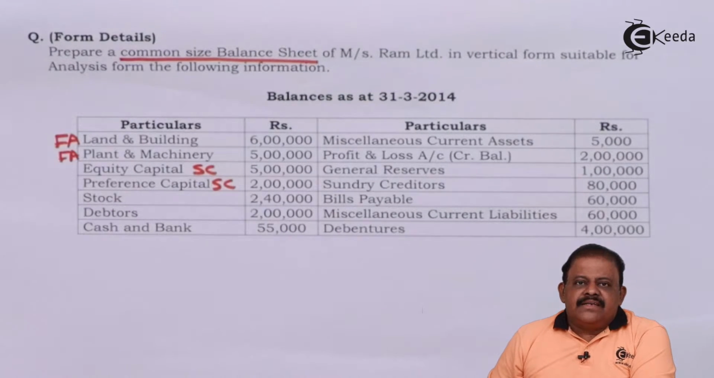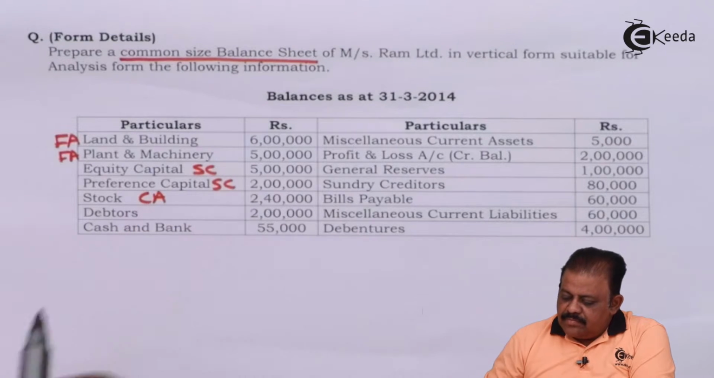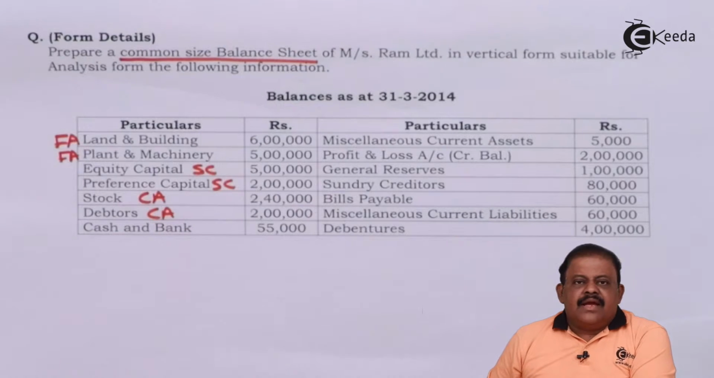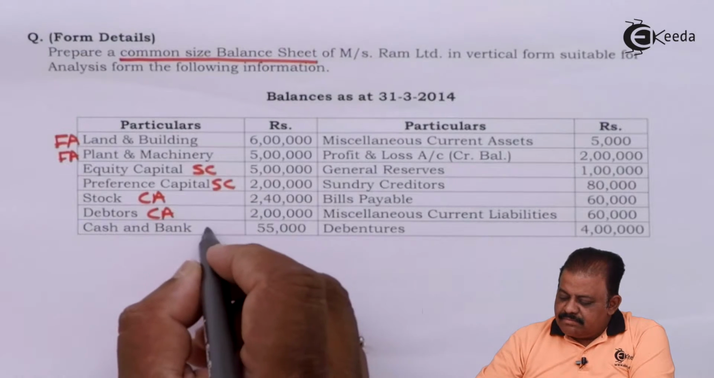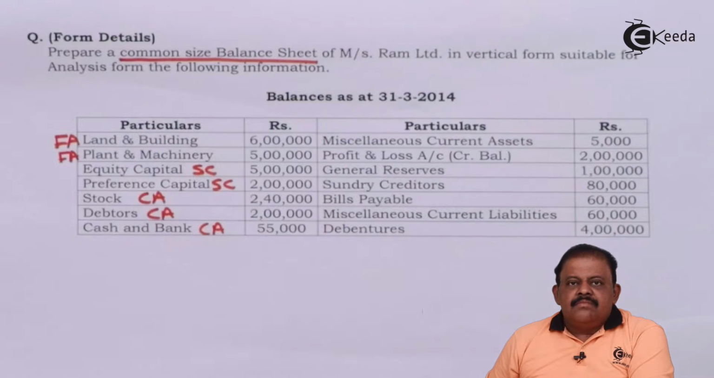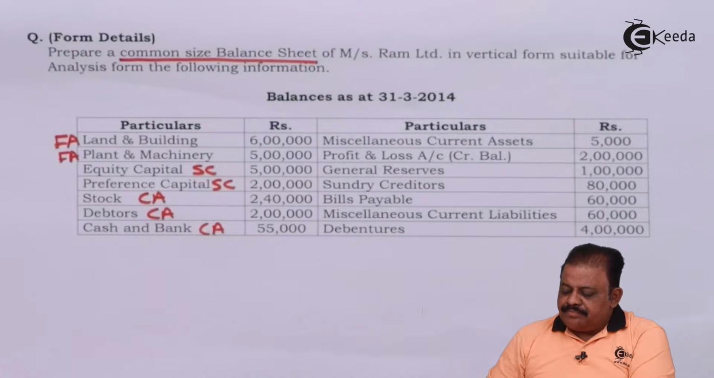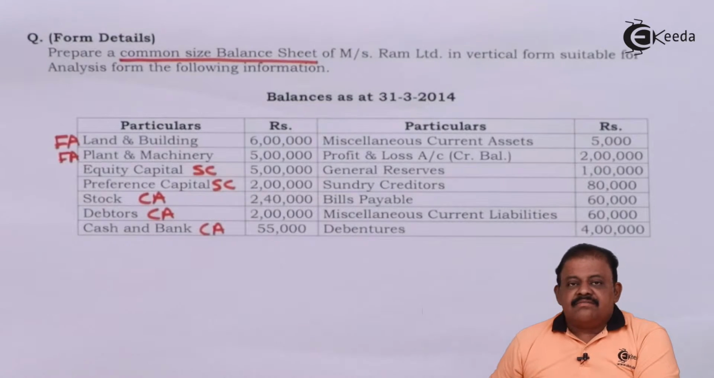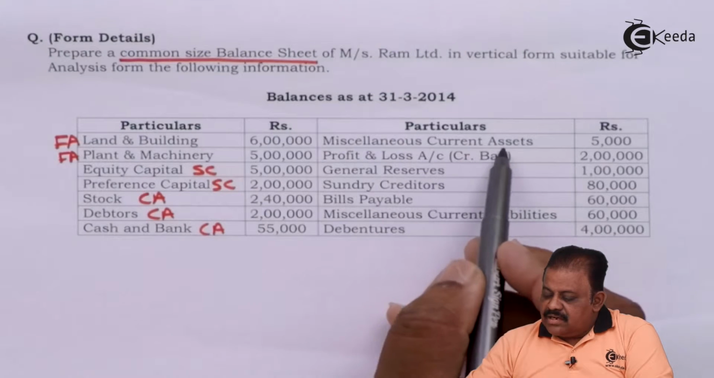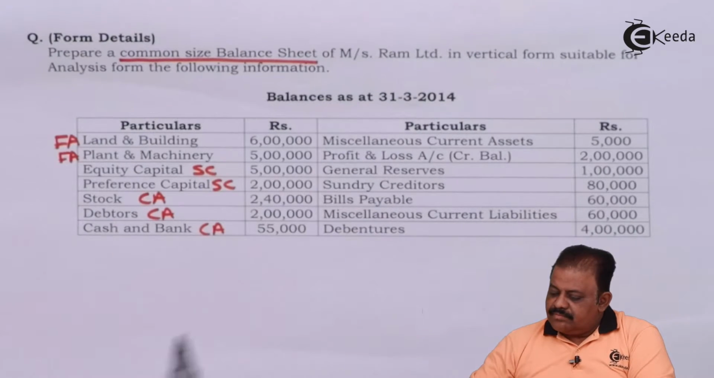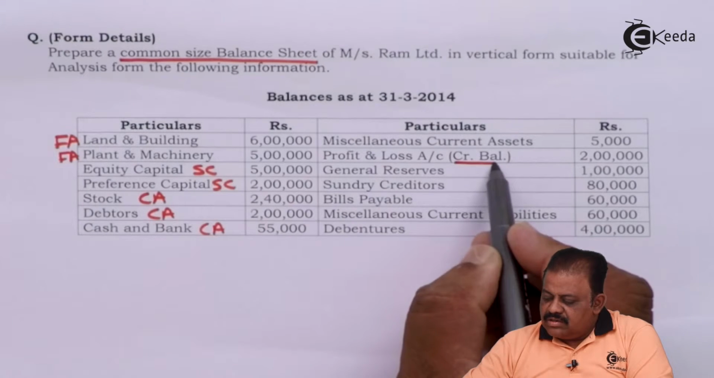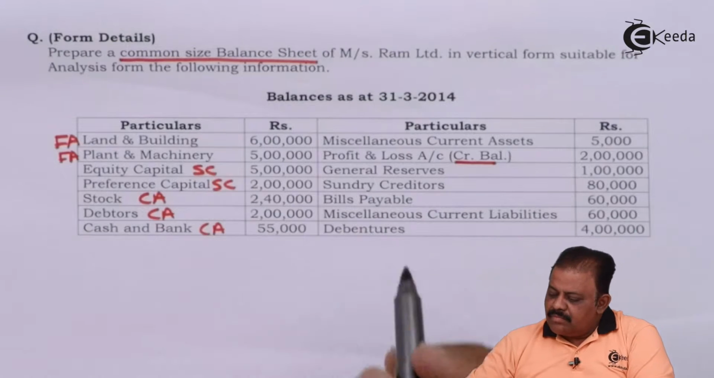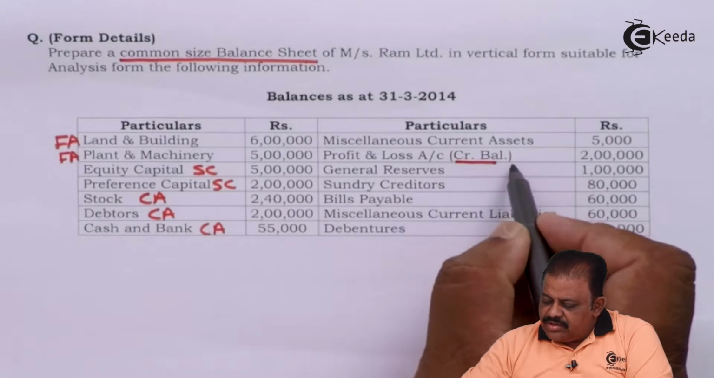Stock, current asset. Debtors, current asset. Cash and bank balance, current asset. Miscellaneous current asset, current assets. Profit and loss account, credit balance. It will be part of reserve fund. General reserve, reserve fund.